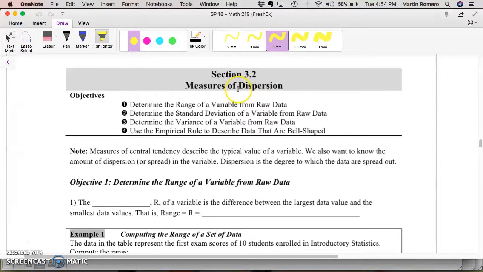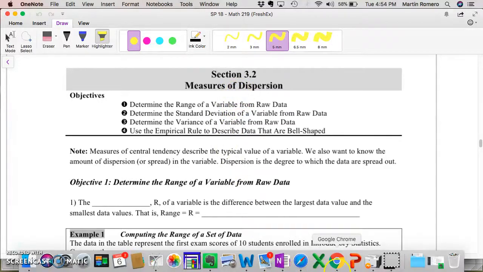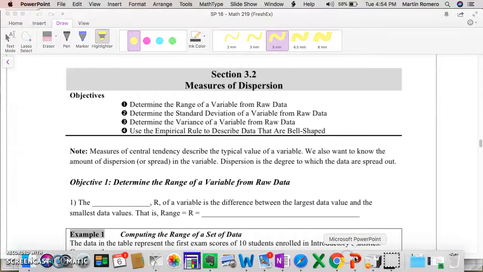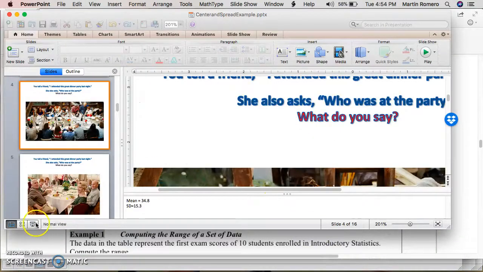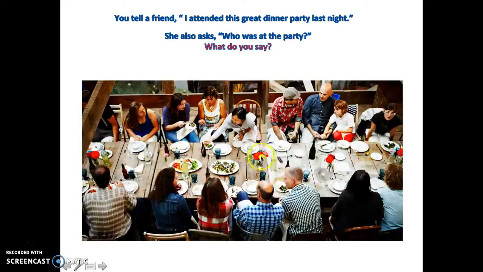So have your note sheets out. You're going to reference the book. I'm going to go through a little bit of this for you, but you're going to use your book to kind of finish this up. So you have your note sheet, and then the first thing I want to show you is an example of what measures of dispersion are. And so I want to show you what that looks like as a picture.